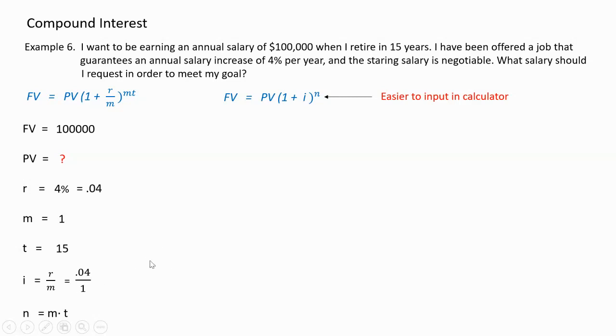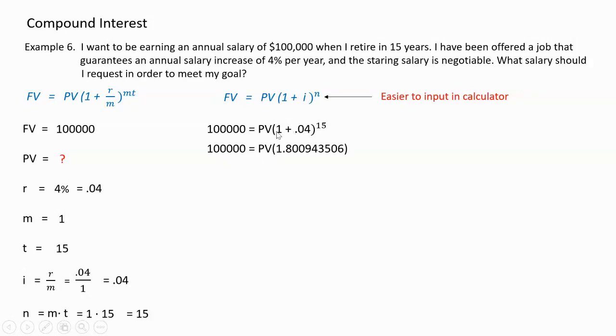So my I is R divided by M, so it's going to be 0.04 divided by 1, and my N will be M times T, which will be 1 times 15, which is 15. So let's plug everything in, right? There's my future value, the 100,000. There's my I, 0.04, there's my N. So in this case, we're looking for the present value, okay?